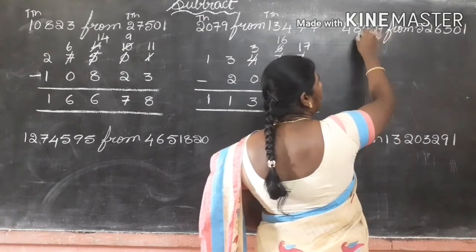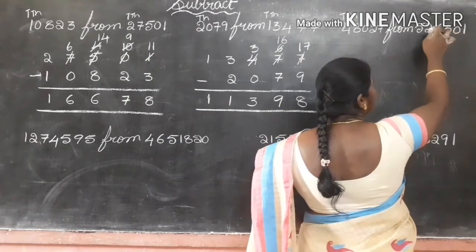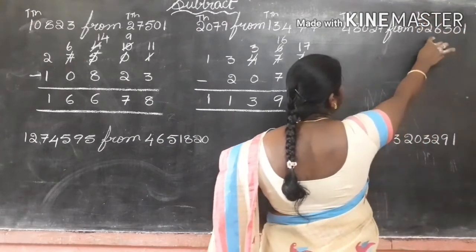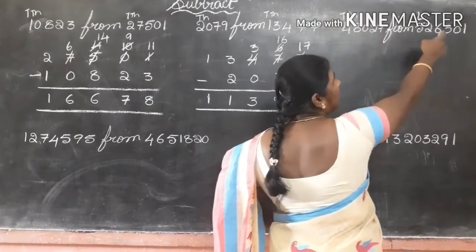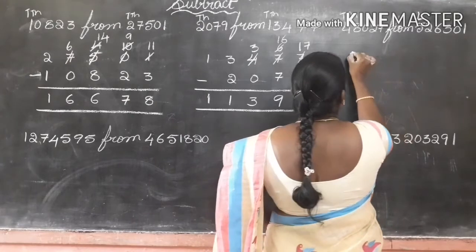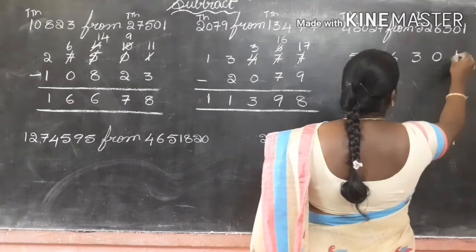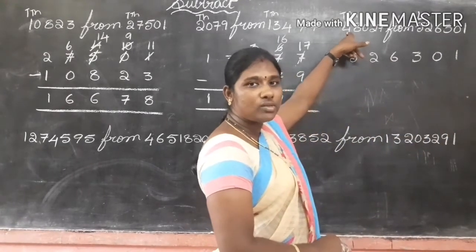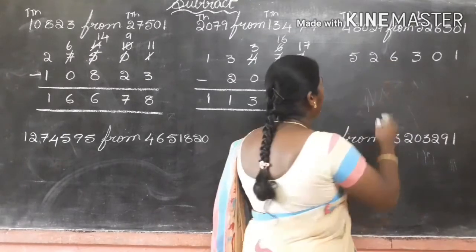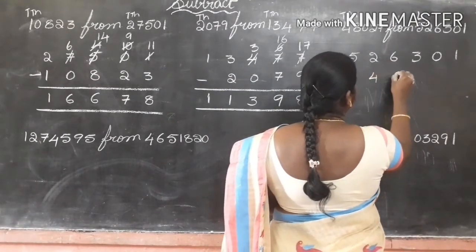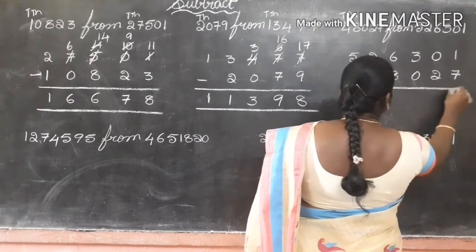Ones, tens, 100, 1,000, 10,000. It is 10,000. Here ones, tens, 100, 1,000, 10,000, lakhs. It is lakhs place. But first we have to write this number. Why? We have to subtract this number from this one. So we have to write first this one, 5,26,301. Next we have to write this number starting from the 10,000 place. Here what is the 10,000 place number? So there too we have to start writing that number, 48,027.